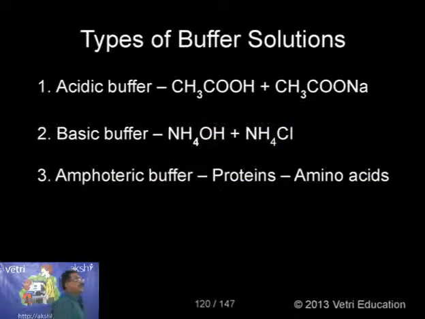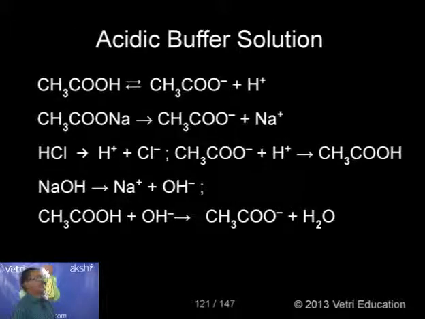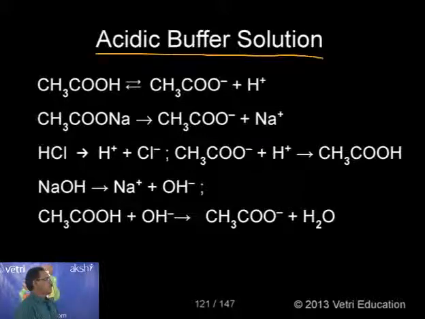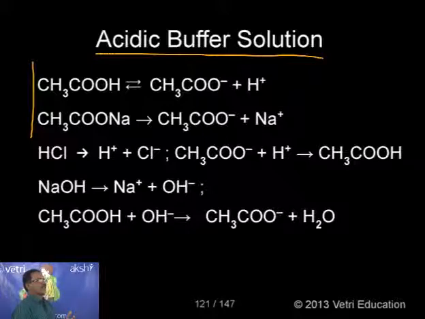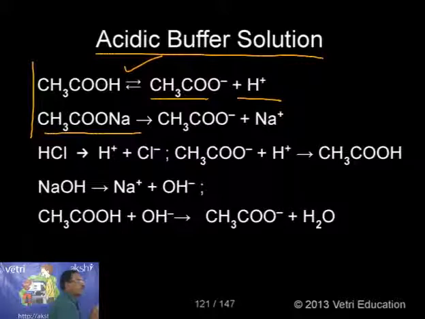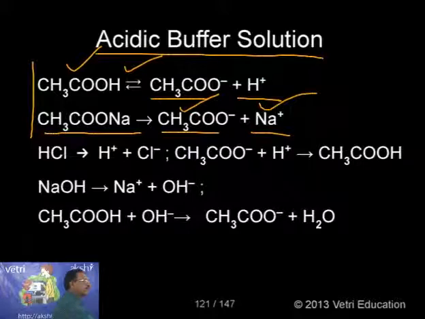Okay, let me go into detail about the action. Let me state first the acidic buffer and its action. An acidic buffer means a mixture of acetic acid and sodium acetate. Acetic acid is a weak electrolyte, as we have already discussed, so it undergoes ionization to acetate ion and H+, with an equilibrium between these ions and the unionized molecule. Sodium acetate is a strong electrolyte undergoing 100% ionization, producing acetate ion and sodium plus. So in the solution there is an excess of acetic acid, an excess of acetate ion, an excess of sodium plus, and a small quantity of H plus. This is the acidic buffer solution.